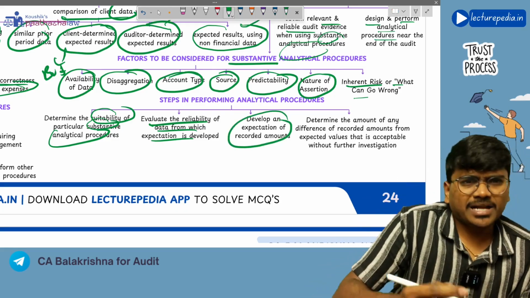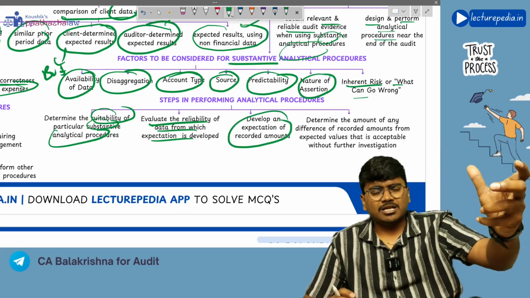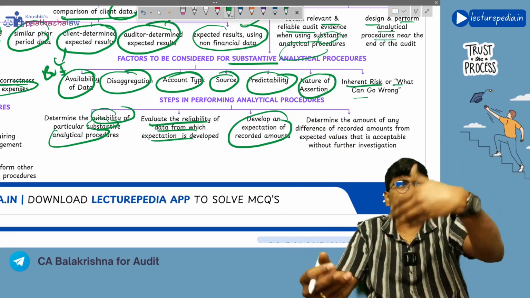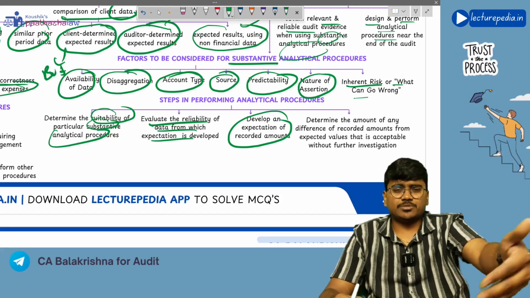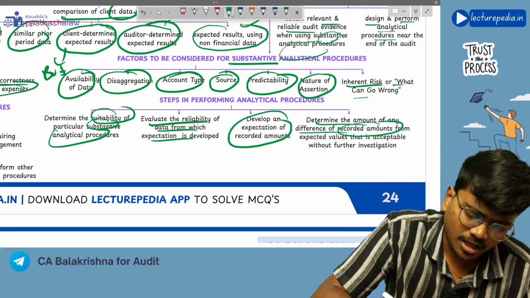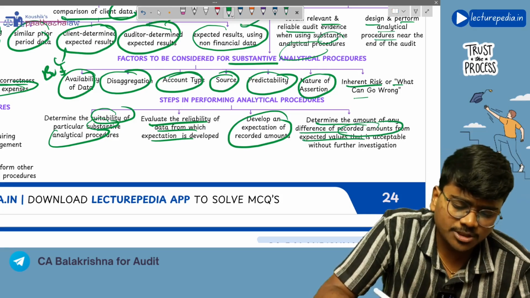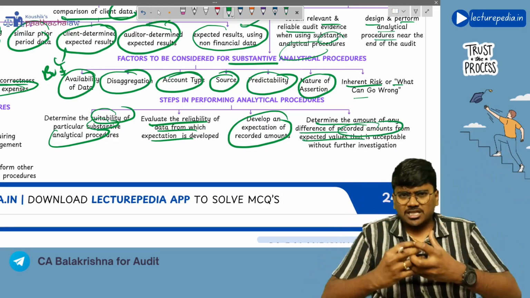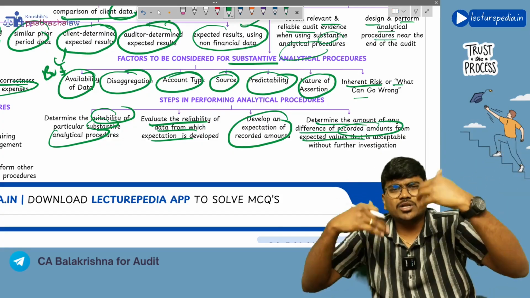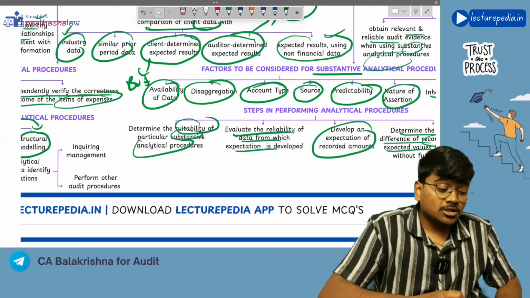Next, develop an expectation. So you will multiply the number of employees with average salary, and you will develop an expectation of the amount that should be present in the financial statement. So that is the third step. And finally, determine the difference between recorded amounts and the expected values. So after developing the expectation, you will compare this amount with the actual amount, and you will see whether there is any difference, and you will evaluate the difference, right?